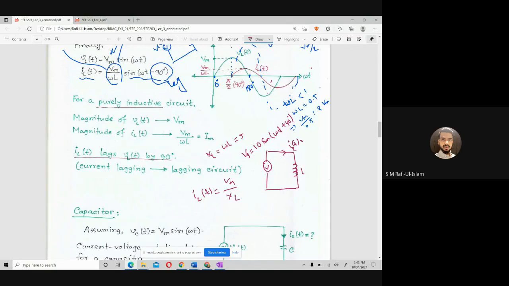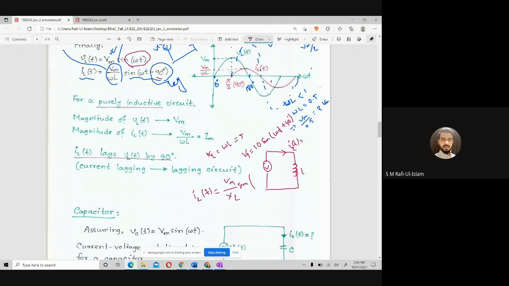Try. If you make a mistake, it's fine. Minus 90 minus 40. Minus 90 minus 40. Why minus 90 minus 40? Look, the thing is, the current expression is Vm divided by XL. Then we'll write down sine. Whatever I had for the actual voltage, that will actually be lagged by minus 90 degrees.